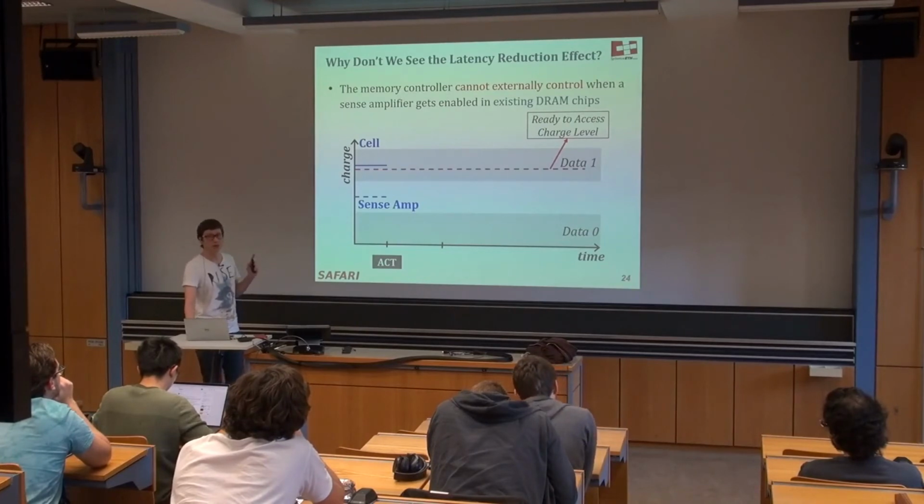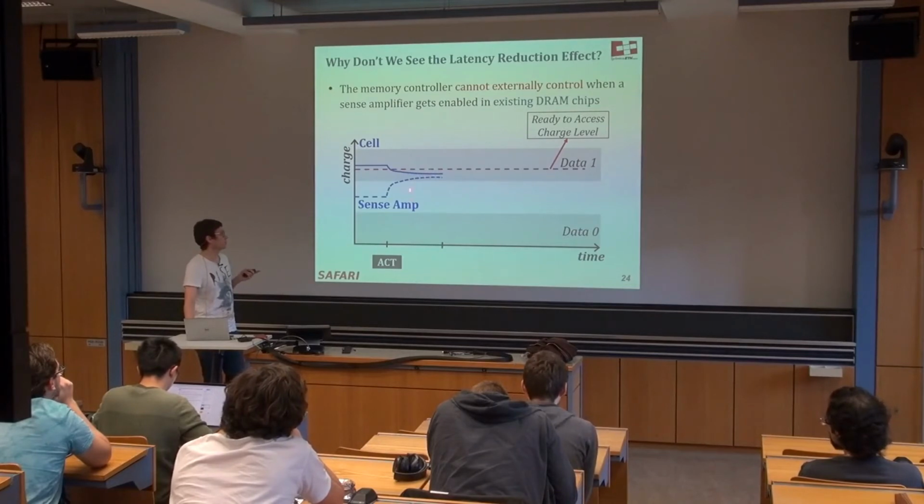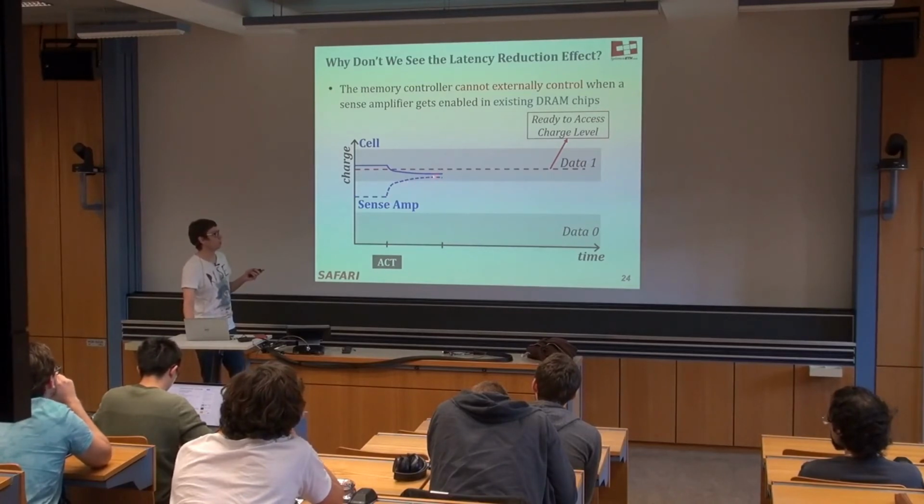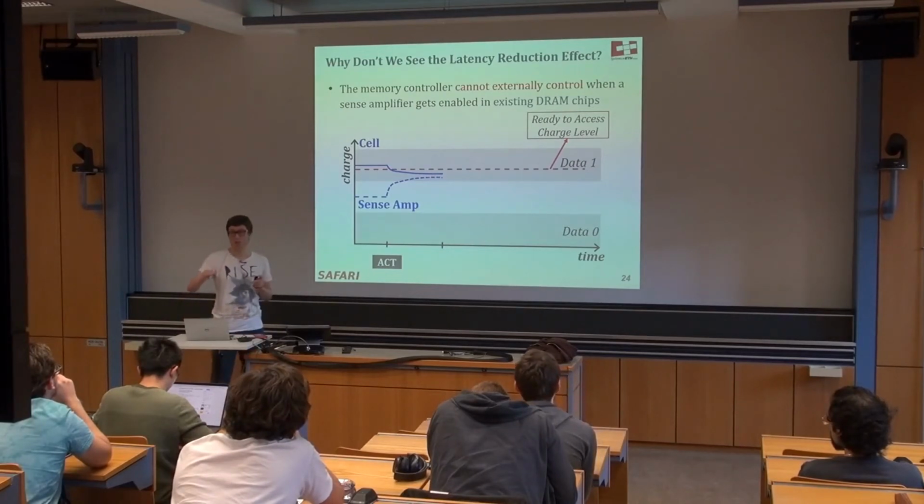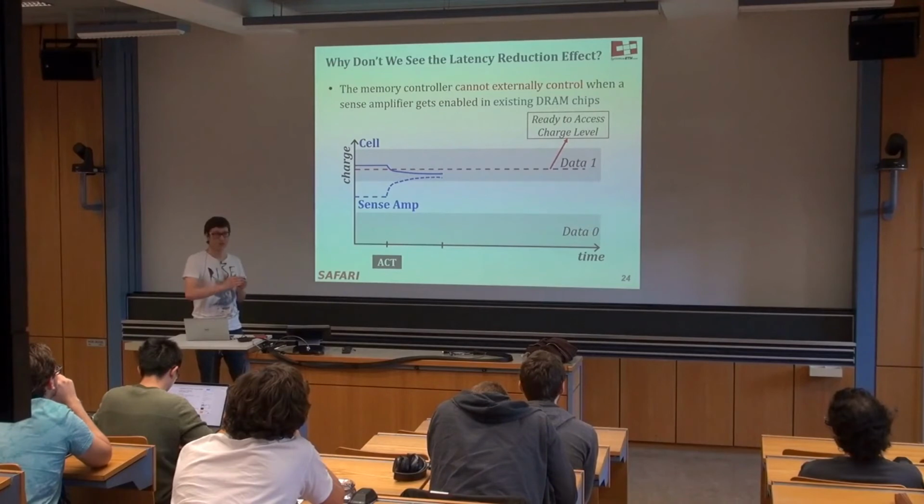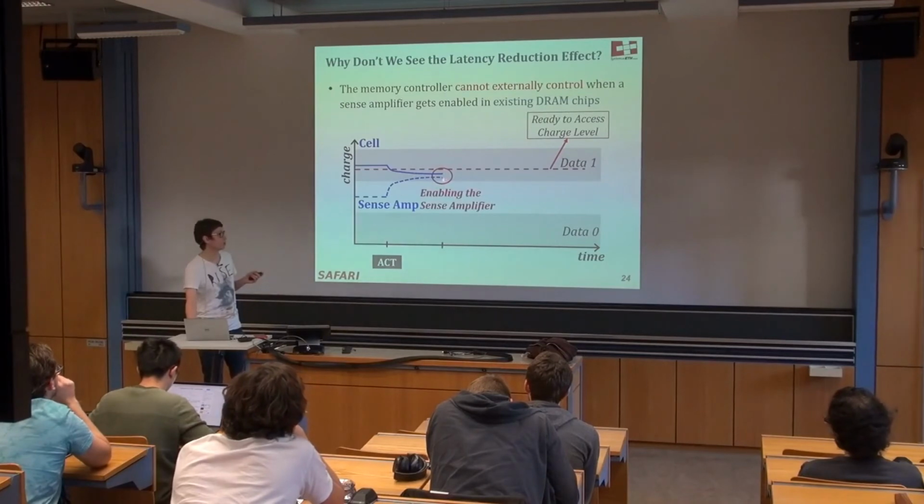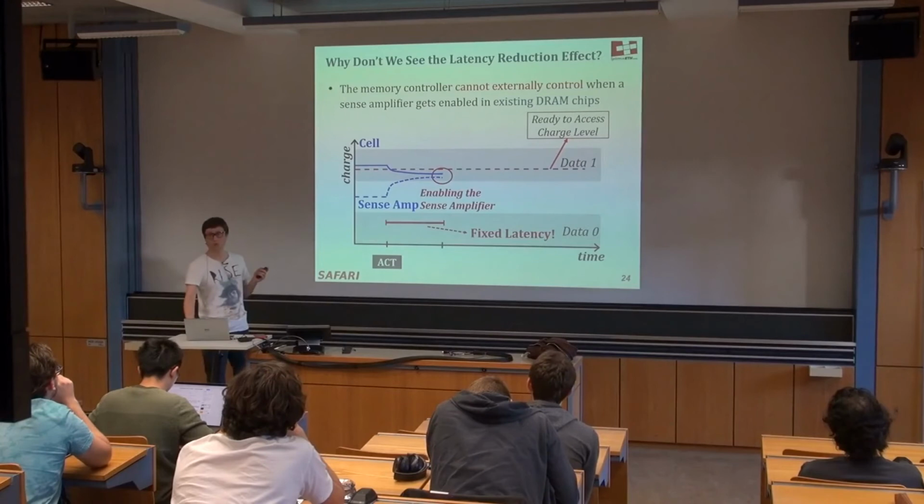This is something I skipped in the previous slide, so let me explain it here. When we activate a cell, it shares charge with the sense amplifier, right? So they meet at some point over here. After this point, the sense amplifier gets enabled and senses the value and starts restoring the cell back to its original value, right? It happens here at this point. And we found that we don't have control over this, so we can't play with this.